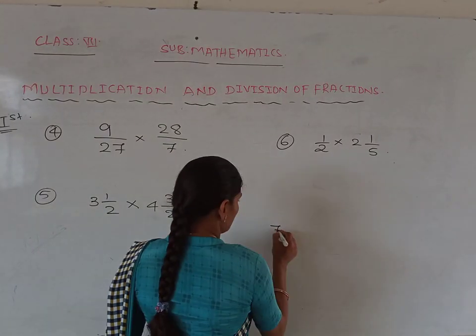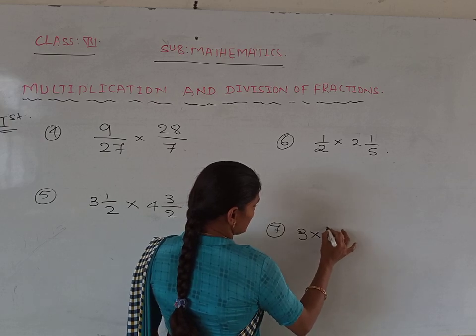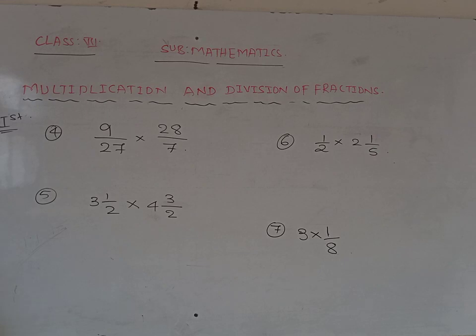Ready? So here, the next one is a whole number by a fraction. It is a very easy question. The 7th one. Within 10 seconds you can write the answer directly.